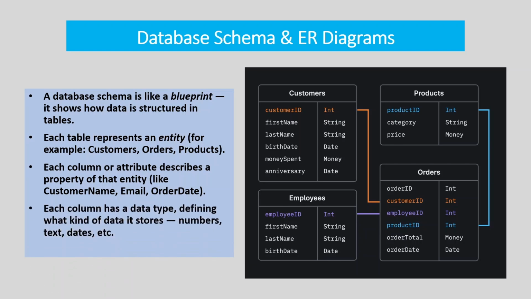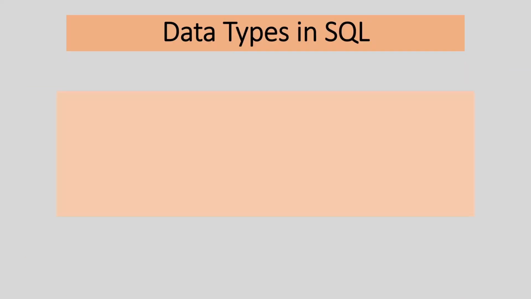Each column has a data type defining what kind of data it stores. For example, customer ID is stored in the form of integer. First name and last name are stored in string format, and the date of birth is stored in the form of date. Okay, so the next one is data types in SQL.